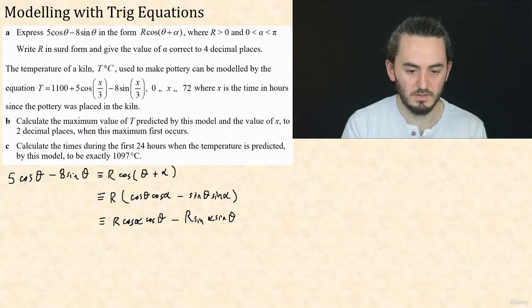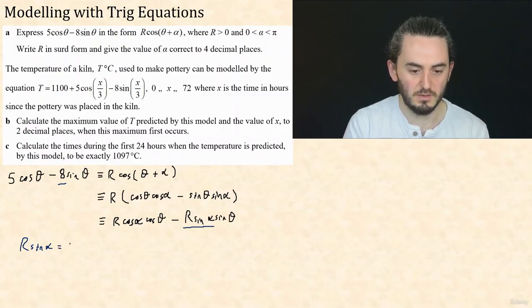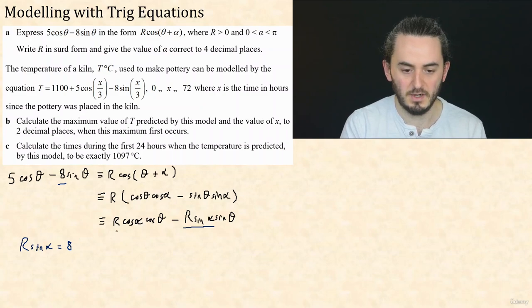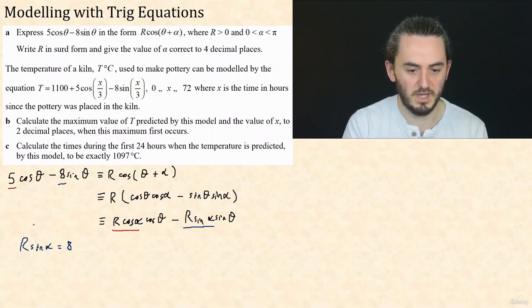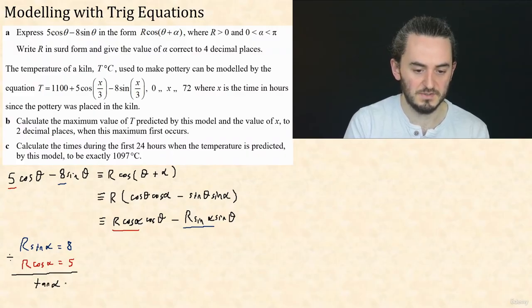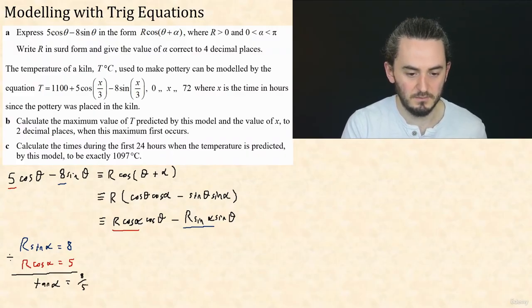It doesn't really matter which one we look at first. I need minus r sine alpha to equal minus 8, so r sine alpha should equal 8. I usually go for the sine first because I'm ultimately heading towards a sine over cos to be tan. And then r cos alpha should equal 5, because that's how many cos thetas we've got on both sides. So r cos alpha equals 5. So they're my simultaneous equations. Division to find alpha, because the r's cancel, and I've got tan alpha equals 8/5.